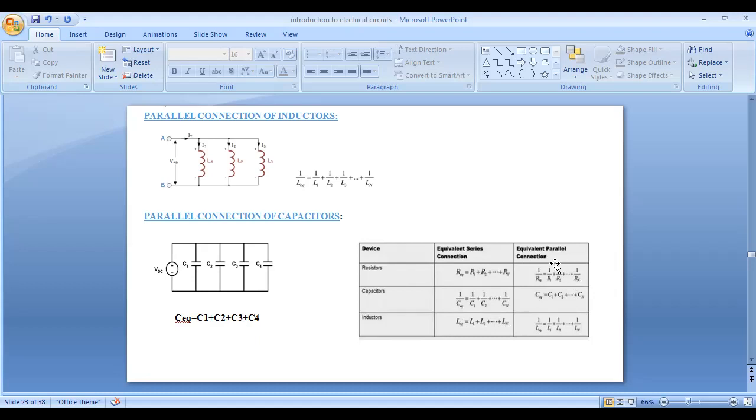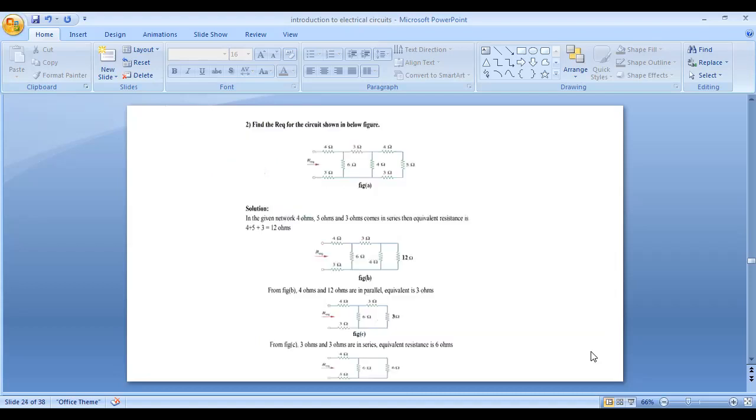So in the parallel connection, the equivalent resistance is 1 by R equivalent is equal to 1 by R1 plus 1 by R2 plus so on 1 by Rn. In case of parallel connection of capacitors, C equivalent is equal to C1 plus C2 plus C3 plus so on Cn. And in case of parallel connection of inductors, 1 by L equivalent is equal to 1 by L1 plus 1 by L2 plus so on 1 by Ln.